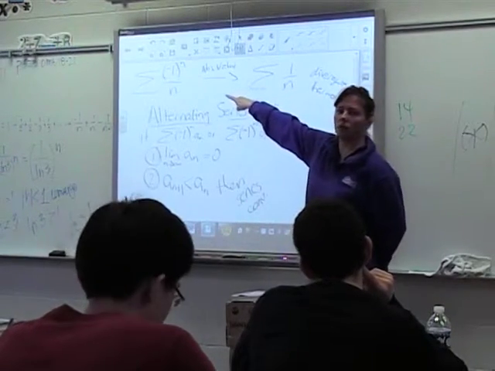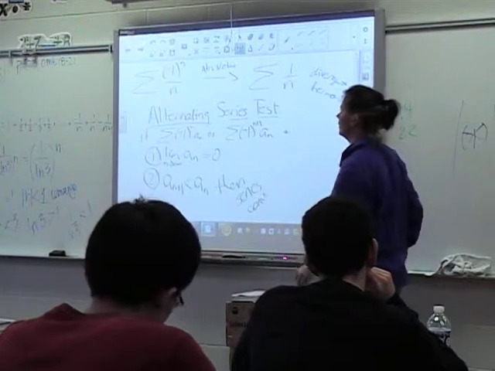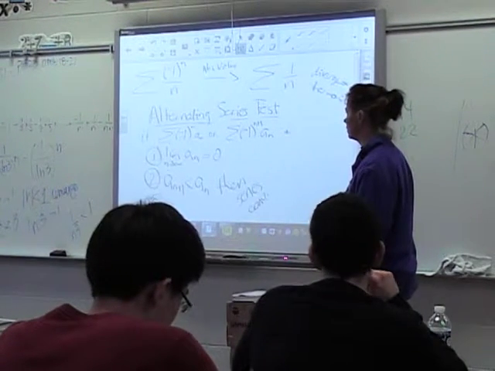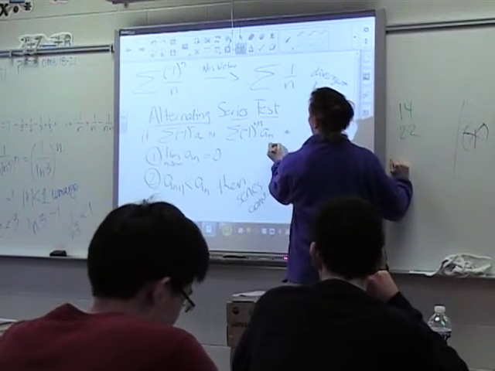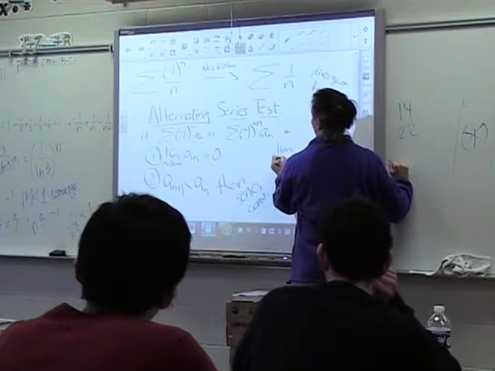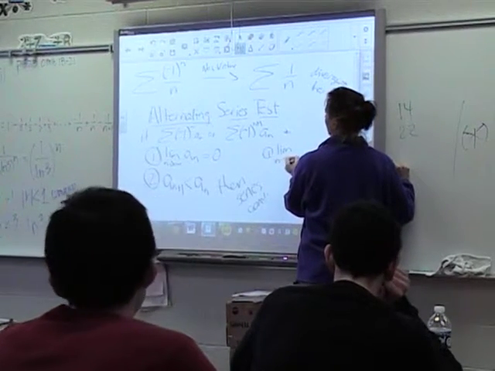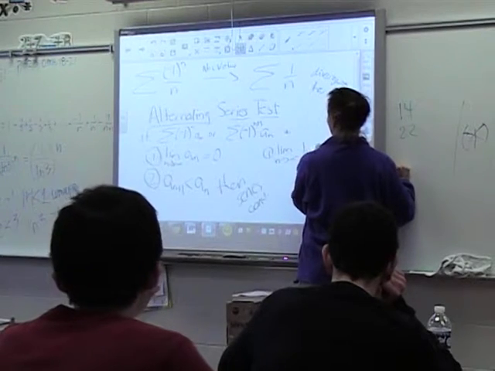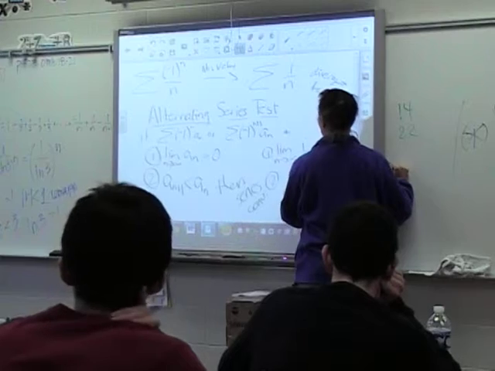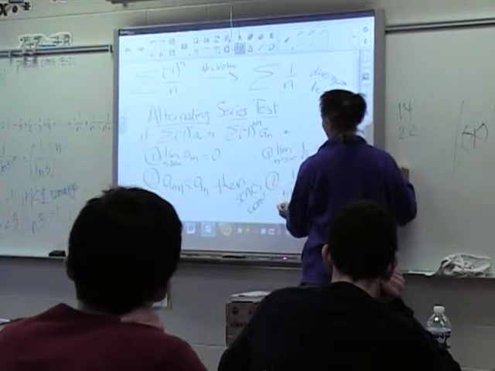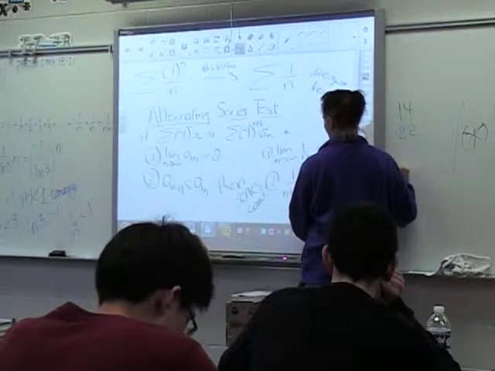So let's look at this one right here, and then I'll tell you how we say it. So what's my limit as n goes to infinity? Step 1, what's my limit as n goes to infinity of 1 over n? 0. So when I look at the n plus 1 term compared to the nth term, that gives me n is less than n plus 1. 0 is less than 1.